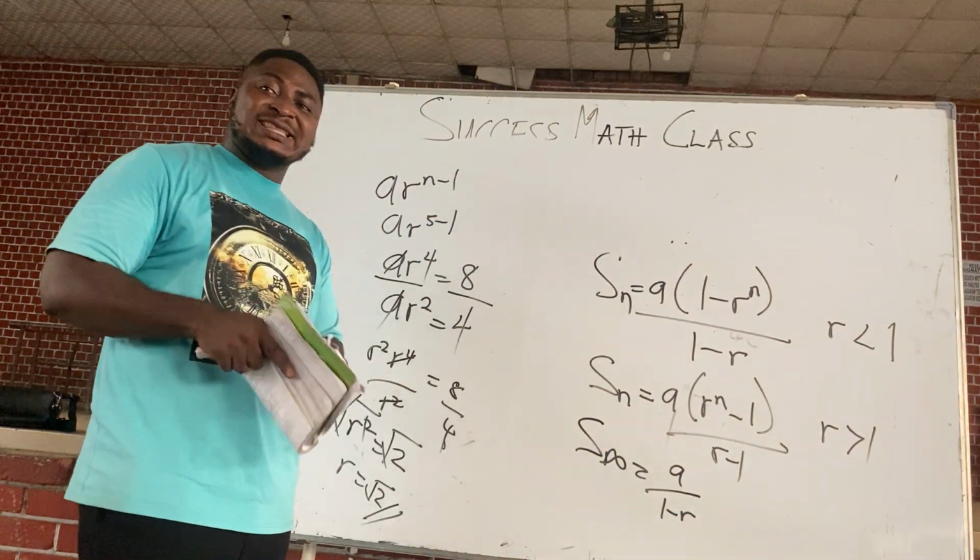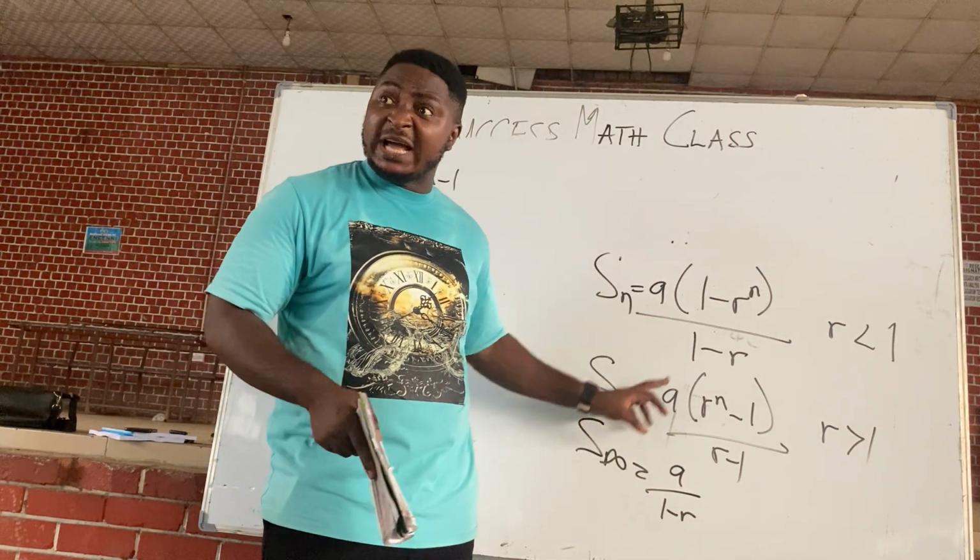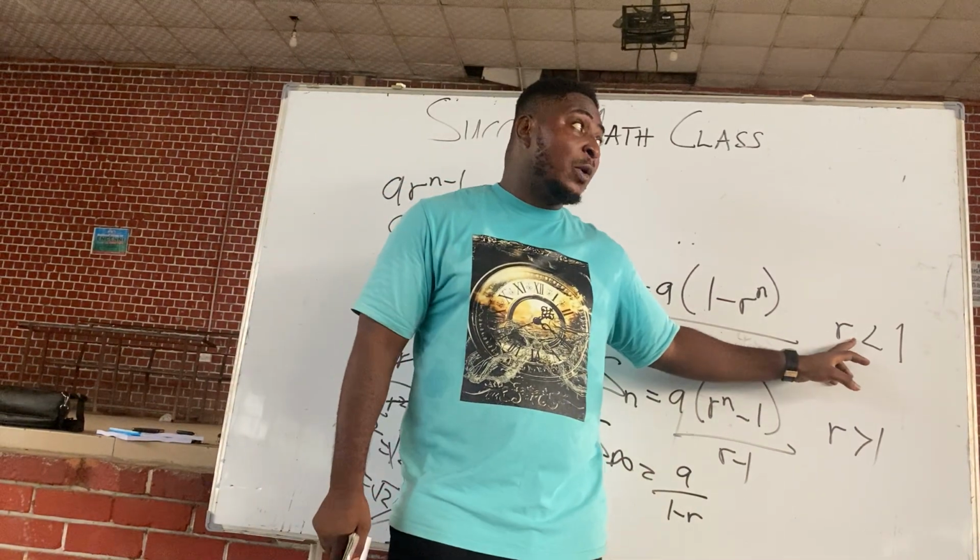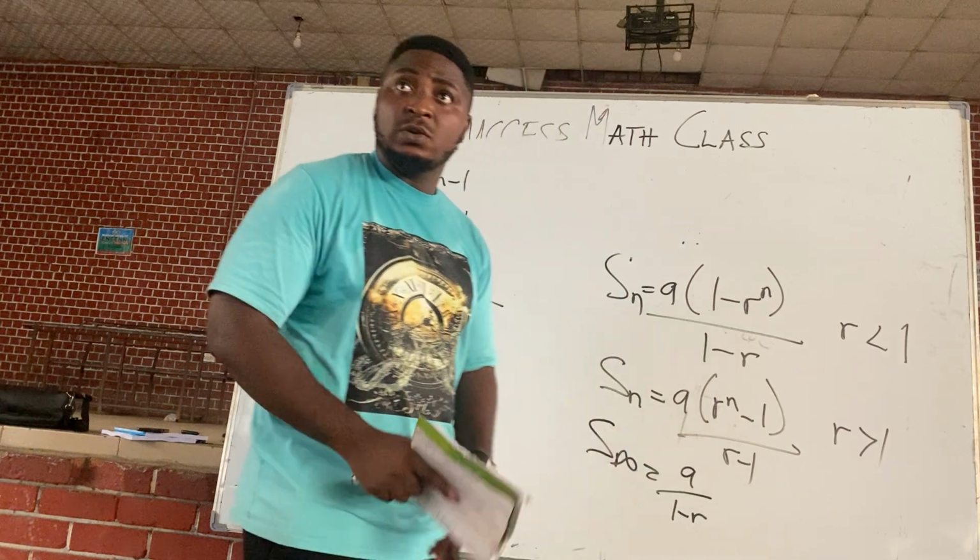Why do I need to know if my R is less or greater than 1? Because for the sum of n terms of a GP, there are two formulas, right? When R is less than 1 and when R is greater than 1.